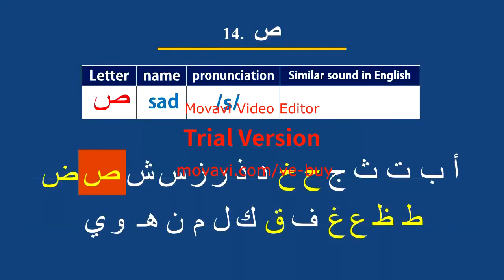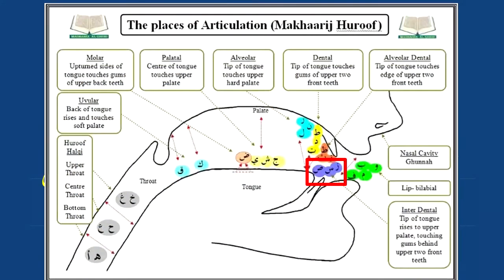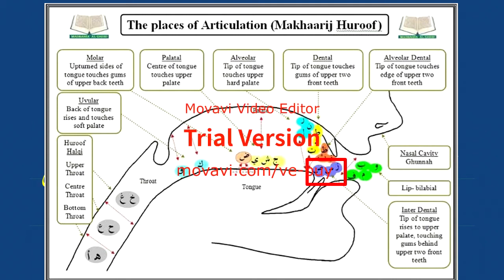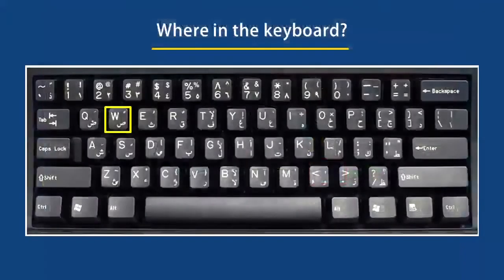Sad has the pronunciation of S. There is no equivalent to Sad in English. It is an alveolar dental, made when the tip of the tongue touches the edge of the upper two front teeth. Try to pronounce it: sa. It is not like se, it is a little bit to the back of se. So there is a difference. Se, this is teen. Sa, this is sad. Sad is found with the W key.